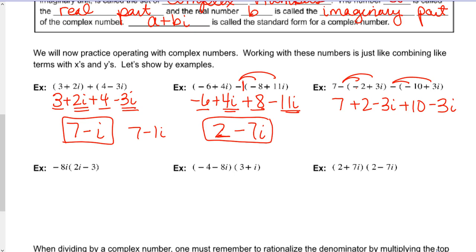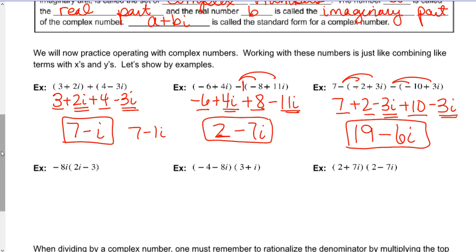Final step, combine real parts, which is this, this, and this, and imaginary parts, which are these and these. And we are finished. So 7 plus 2 is 9, plus 10 gives me 19. And a negative 3i minus 3i, same signs, add those numbers, give the answer the same sign. So a negative 6i would be my final answer. Now, yes, it's okay to write it as negative 6i plus 19, but the preferred order, just because this is the standard form, is 19 minus 6i.